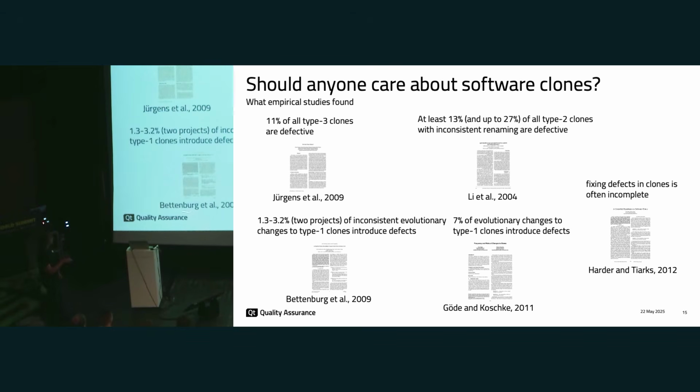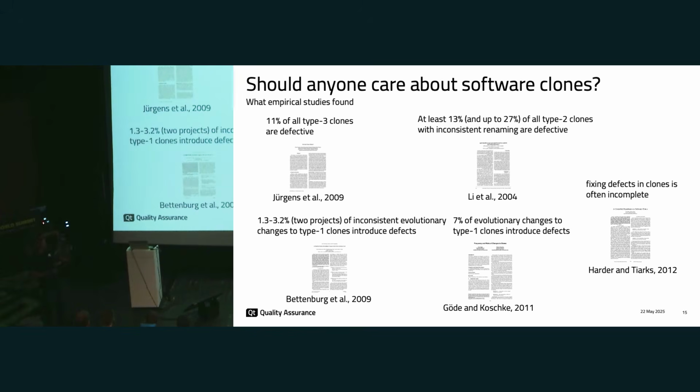Then Bettenburg and colleagues looked at 2 Java projects, and they looked into type 1 clones. These are the most harmless clones because they are identical. They're simple to find. And they looked at what happened afterwards when changes were made, and whether these changes led to defects. And they found for one project about 1%, for the other project about 3%. Rather harmless, you would say.